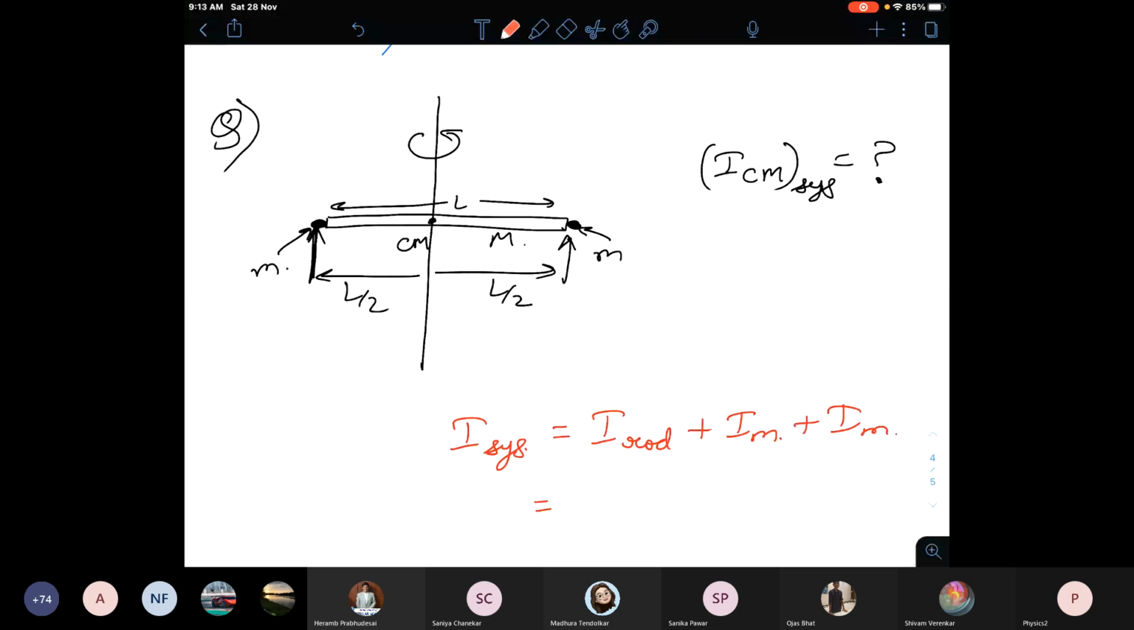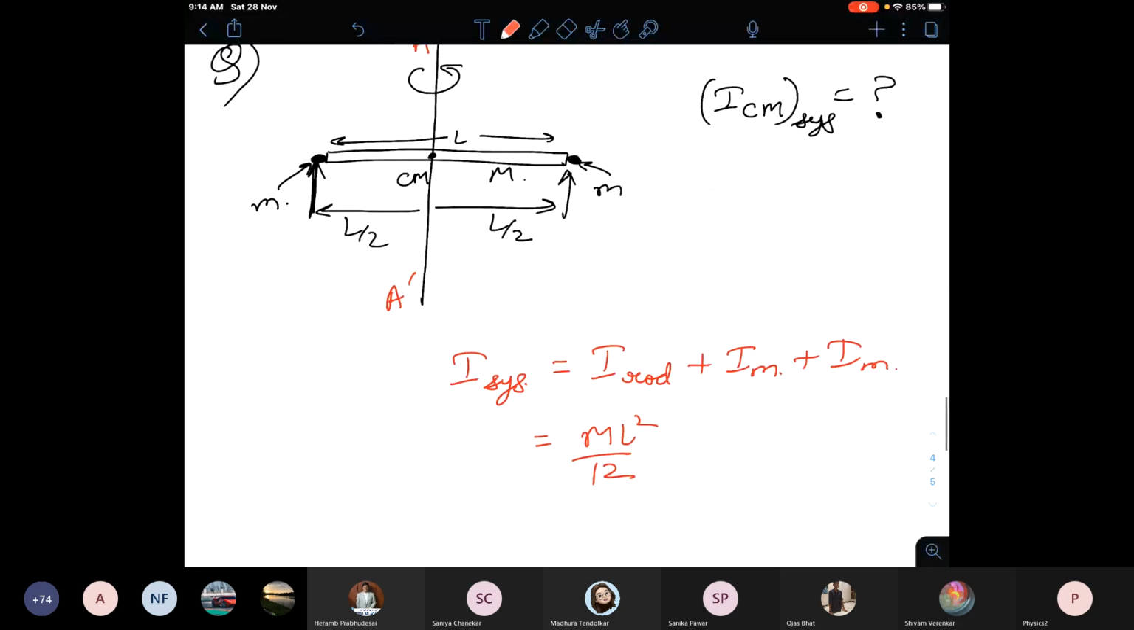First of all, let's talk about the moment of inertia of the rod. What will be the moment of inertia of the rod about this axis? This axis is passing through the center of mass of the rod. Hence, its moment of inertia will be ML square by 12. We have just written the list, so you have to remember it. So the moment of inertia of the rod is done.